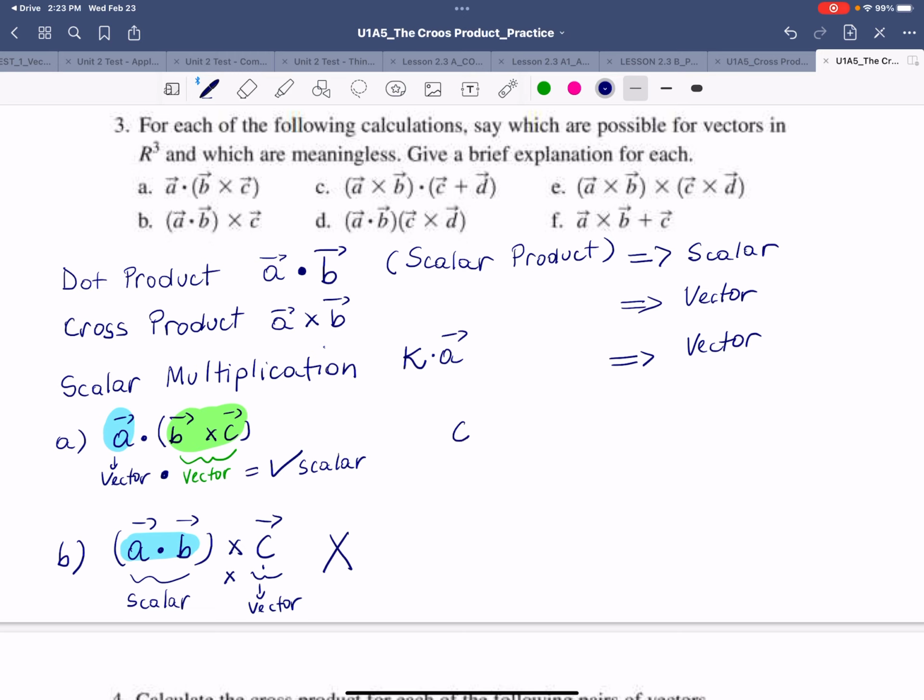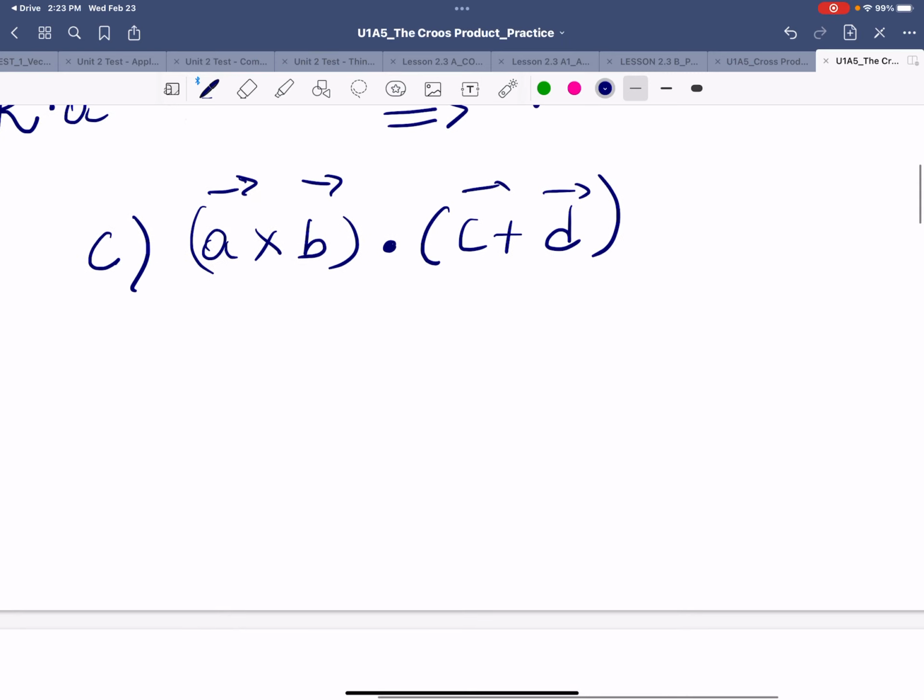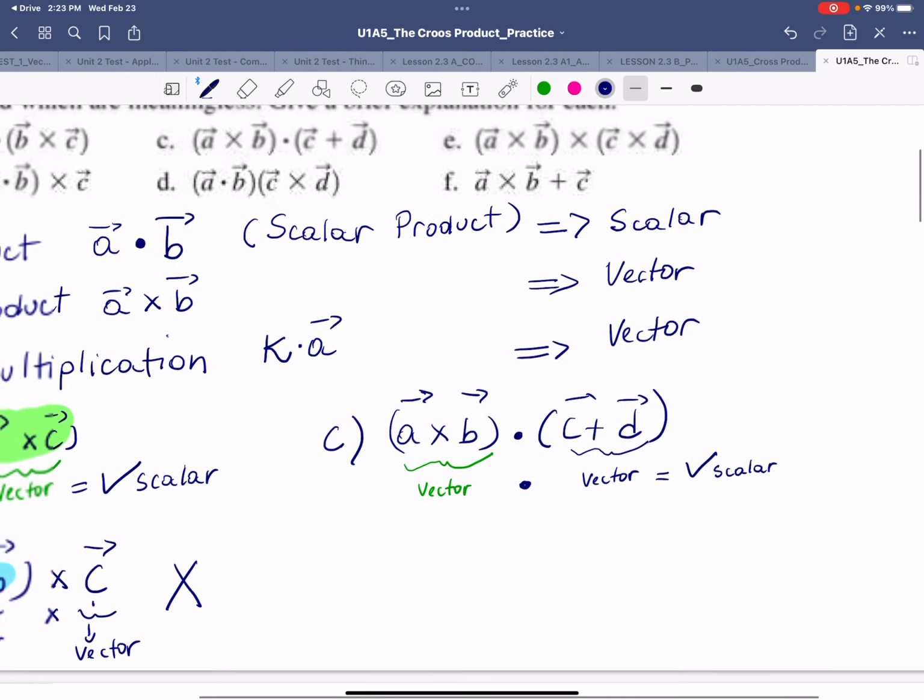Moving on to question C. In question C, we have A cross B dot C plus D. Let's think about this. A cross B is a cross product, so we get a vector. And C plus D is the sum of two vectors, which will give another vector. So what we have here is vector dot vector. Can we dot product two vectors? Of course we can, and the answer will be a scalar. I hope that you get the idea now.